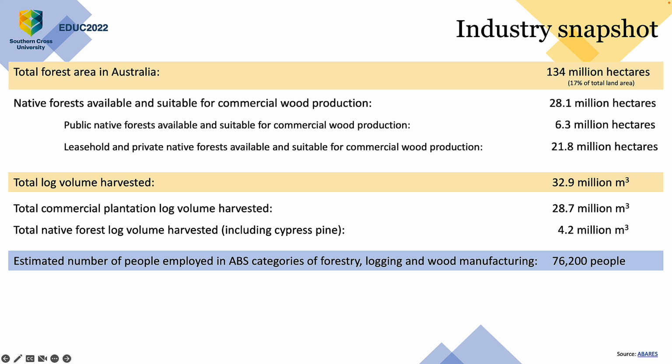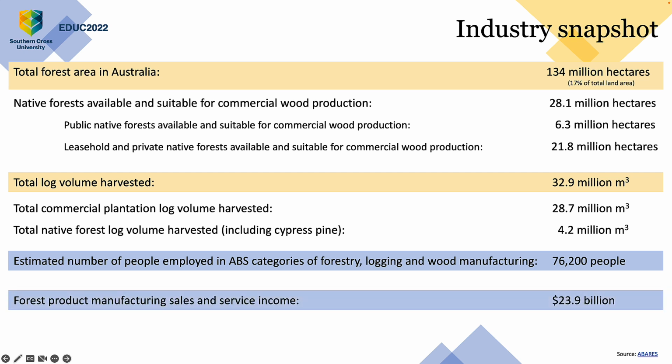And there you go. So in terms of logging and wood manufacturing, it employs roughly 76,000 people in Australia. I think those figures go back to about 2017, but there wouldn't have been a significant change since then. And the value of the industry is around about $23.9 billion to the Australian economy.